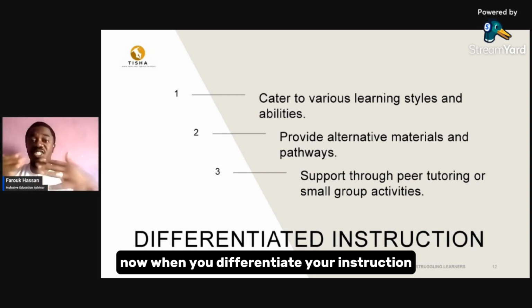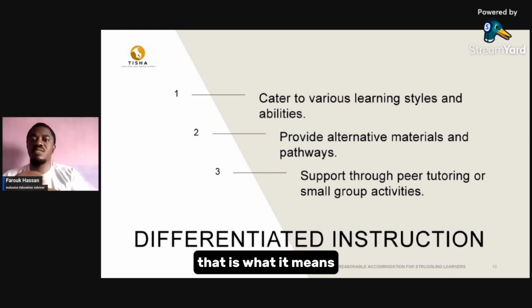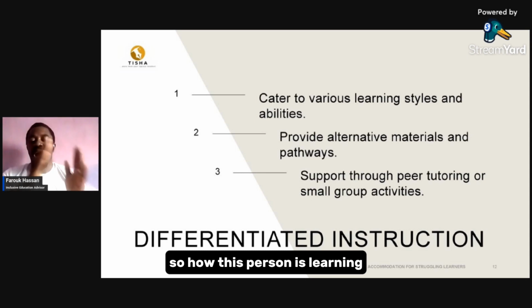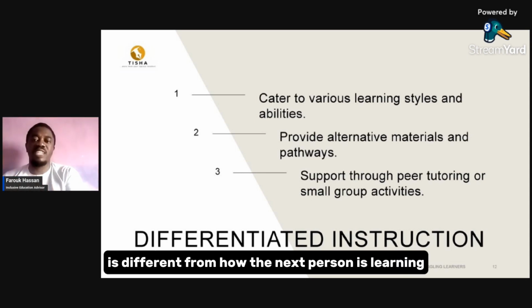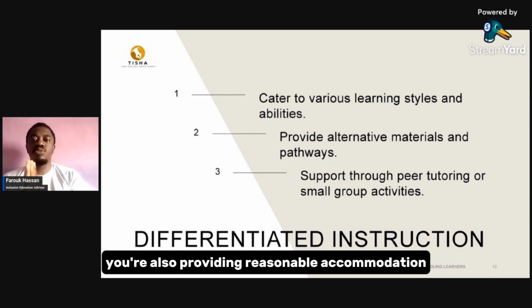Now, when you differentiate your instruction in the classroom, you're also providing accommodation for your students. That is what it means. So how this person is learning is different from how the next person is learning. All right. So by the time you implement it, you're also providing reasonable accommodation.